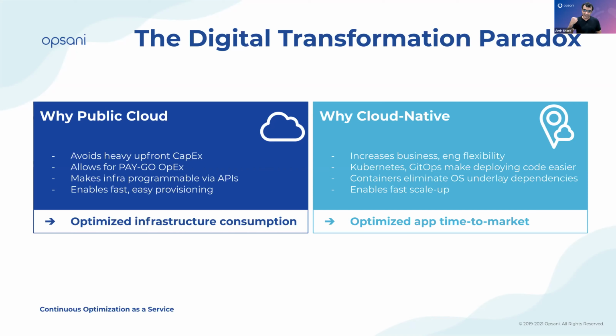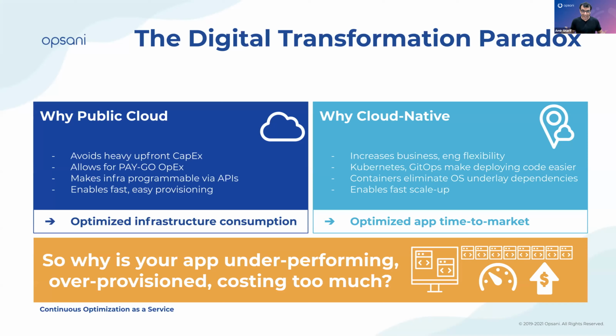So not only can we get the app to the market faster, we have a consumable infrastructure that's just an API call away. And the question becomes, why is the app underperforming, over-provisioned, and costing so much? That's really the ancestry problem. I have this app going out in the market quickly. I can consume infrastructure. Theoretically, that should be the best of both worlds.